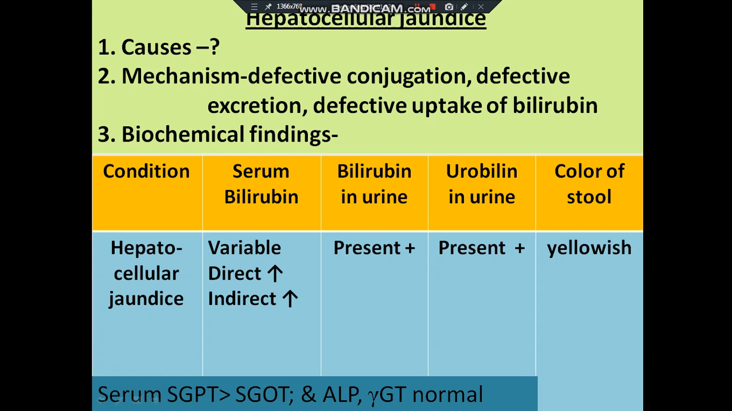In hepatocellular jaundice, the serum bilirubin is increased. Bilirubin in the urine is present, urobilin in the urine is also present, and the color of stool is yellow. Serum SGPT is more than SGOT. ALP or gamma glutamyl transferase is normal.